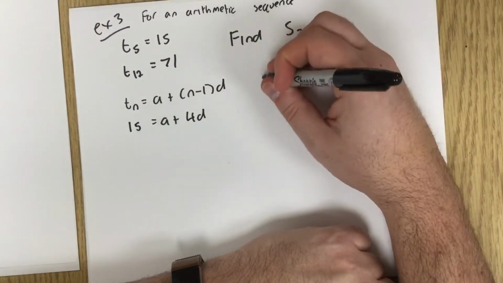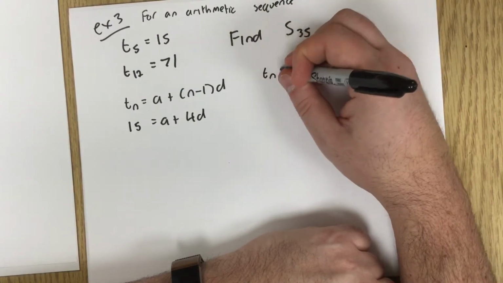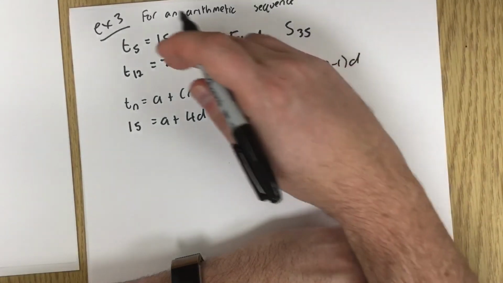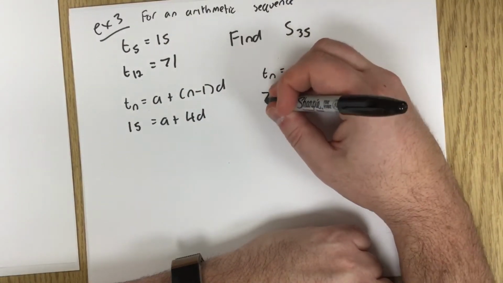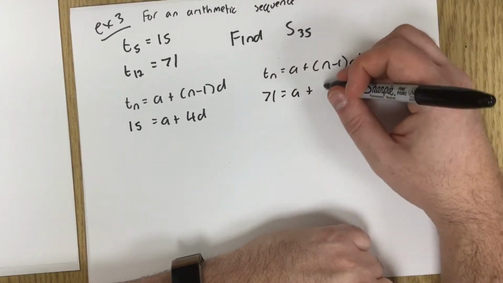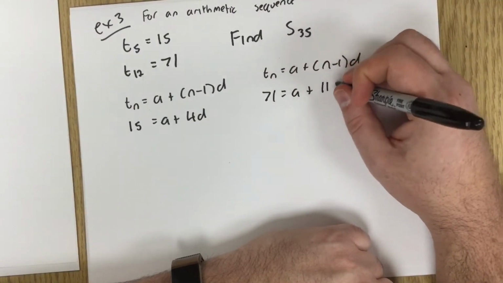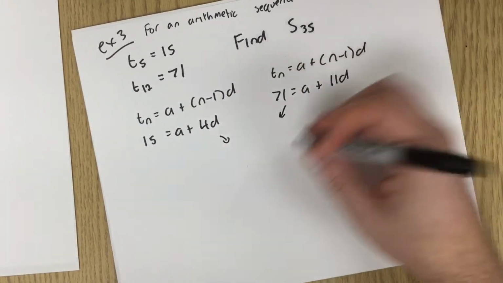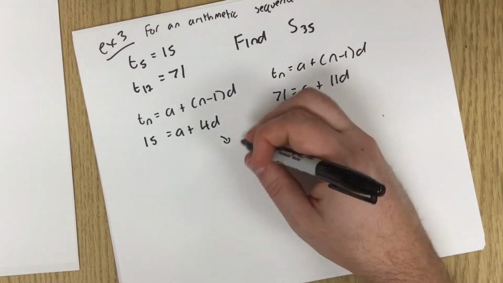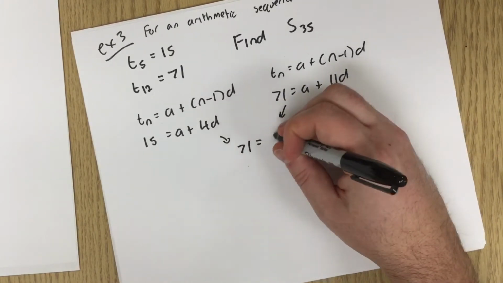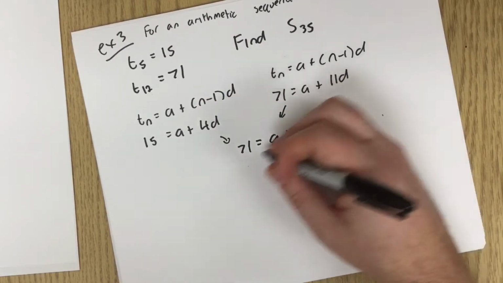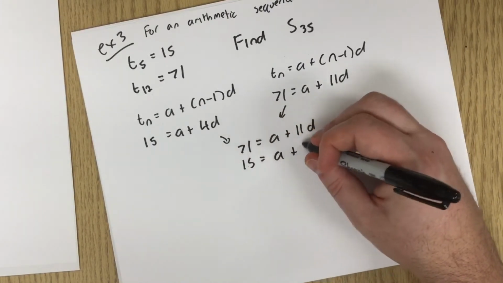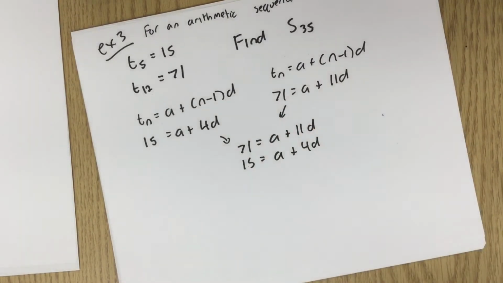And then we do it again, of course. For the 12th term, which is 71, that's going to be 12 minus 1, which is 11d. We bring these together. So 71 equals a plus 11d, and 15 equals a plus 4d.